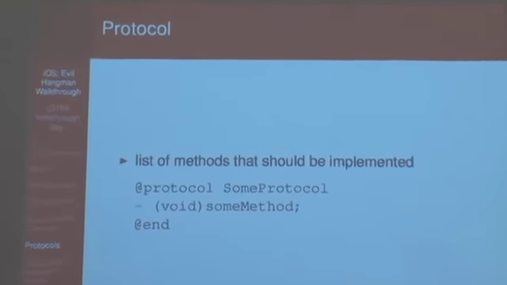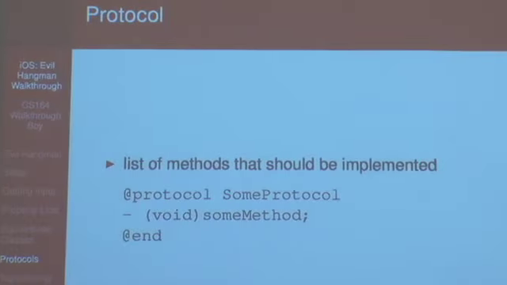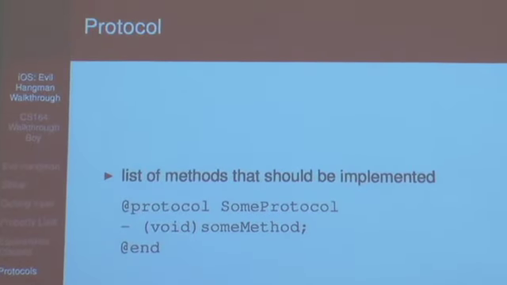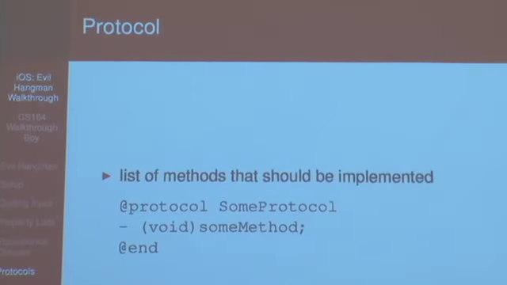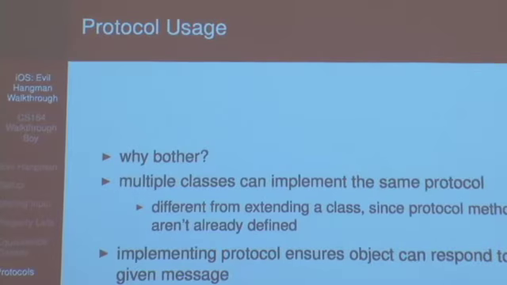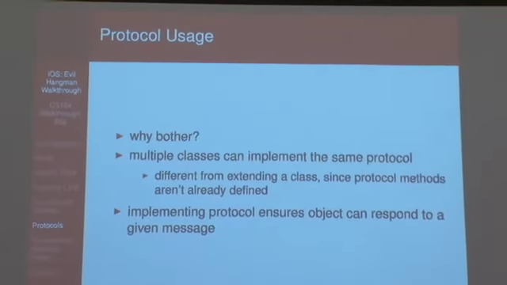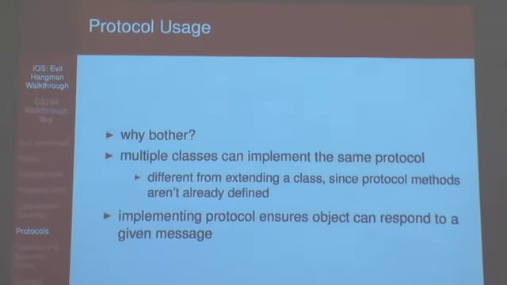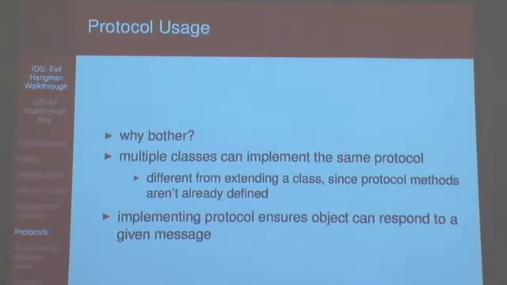Just say @protocol. You're going to give the protocol a name. Style conventions say that this should follow the same naming conventions as a class, which means camel-cased, with a capital letter for the first letter. Then inside of there, you're just going to define all of the methods that someone using this protocol can implement. End it with @end. The reason for this is that multiple classes can implement the same protocol.